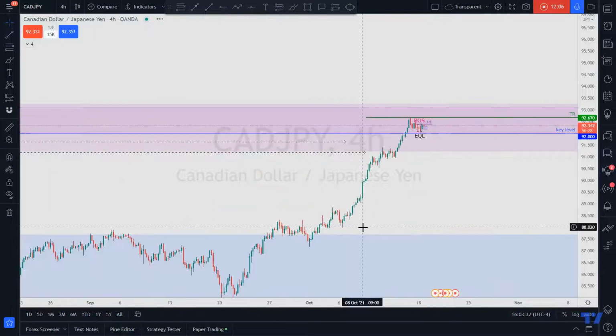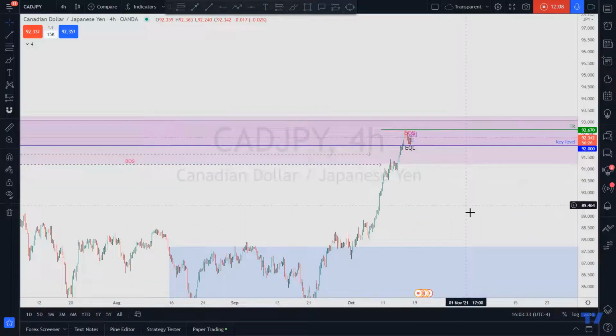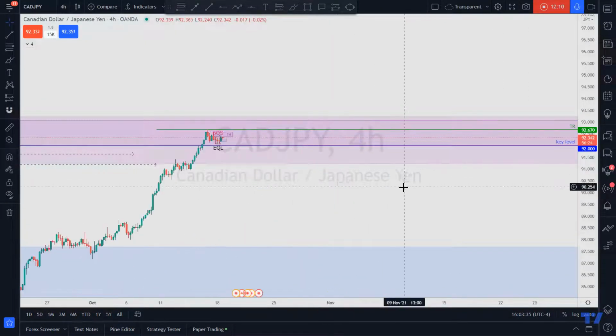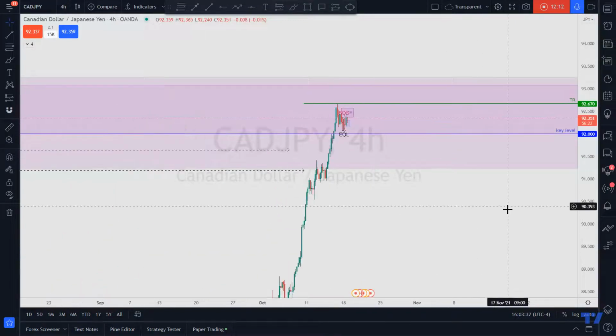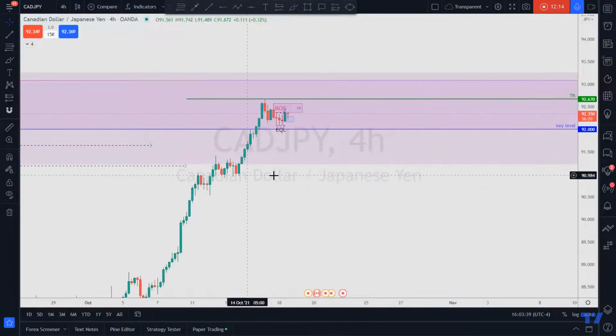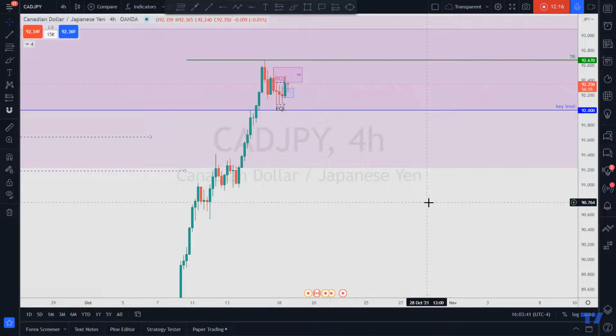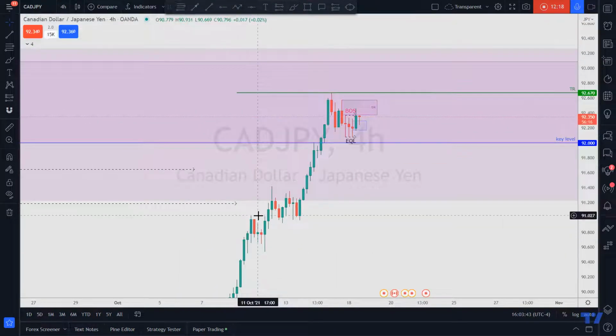All right, let's go to the 4 hour. Do we see anything different here? No. But what we want to do is take a very close look at what's happening right here. All right, and we can see the price action is good here. We have higher high, higher low.